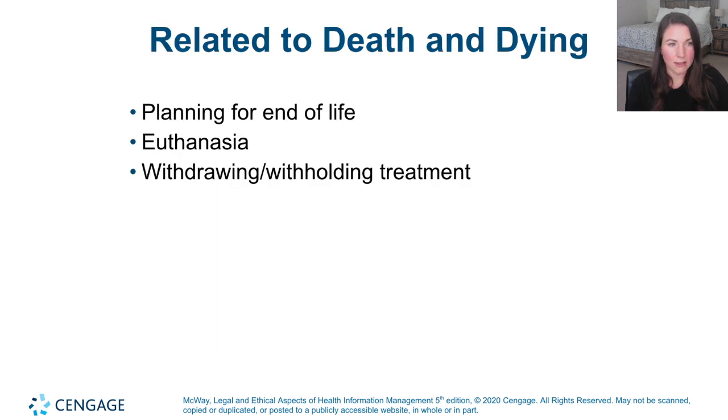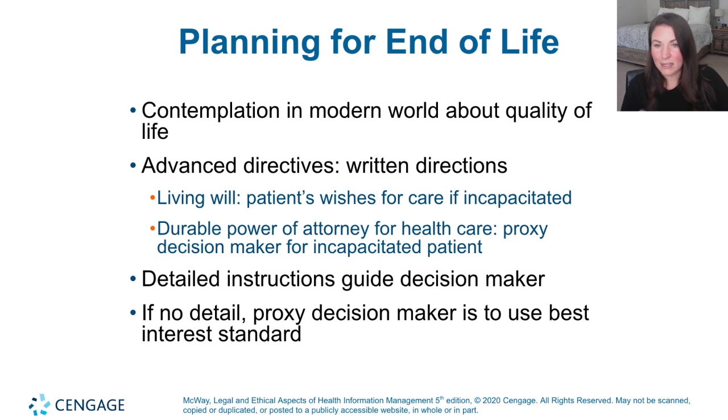All right, the last category is ethical issues related to death and dying. The increase in educational levels and medical advancements has led to more and more people contemplating the meaning of the term quality of life. Some people plan ahead of time, like what kind of care they want to have or not have at the end of their lives by using advance directives. This is a legal document.